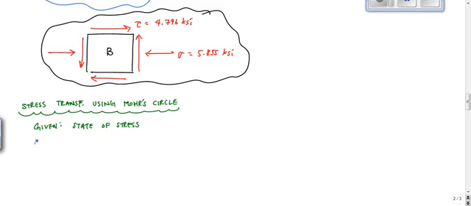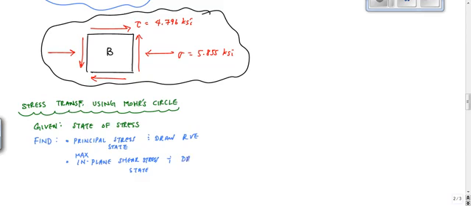And we want to find, let's say, either the stresses at a new orientation, some angle, or the principal stresses, and draw the RVE with the principal stress state. Another part or problem would be the maximum in-plane shear stress and the in-plane shear stress state, and you want to be able to draw the RVE. We'll do this using Mohr's circle right here.